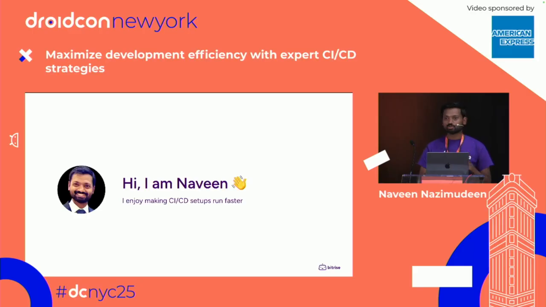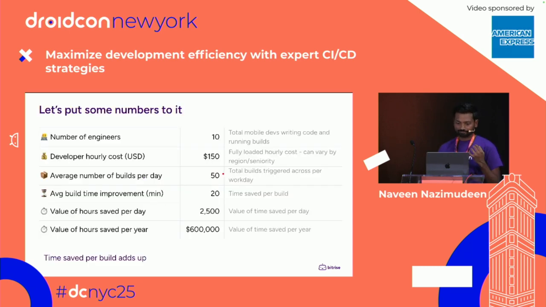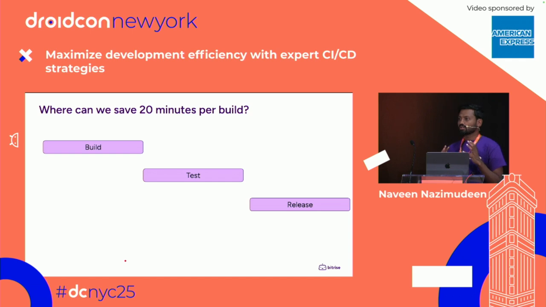At Bitrise, I work with customers to make their CI/CD setups run faster, and it's quite fun. And if you can reduce the build time by 20 minutes, that adds up to a cost savings of $600,000 per year. So now the question becomes, where can we save these 20 minutes, right?